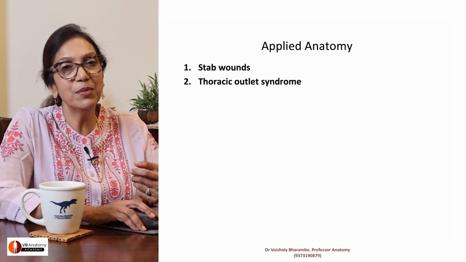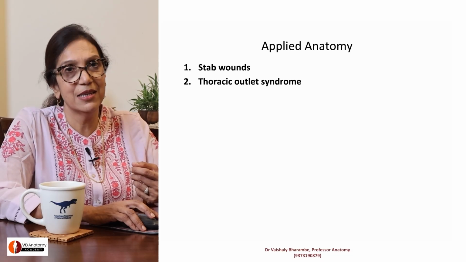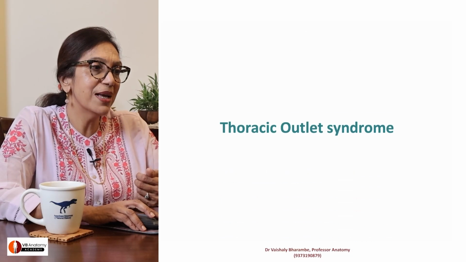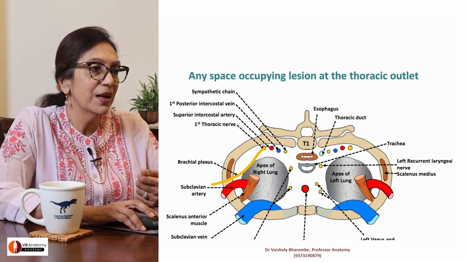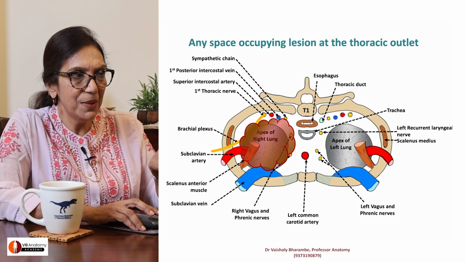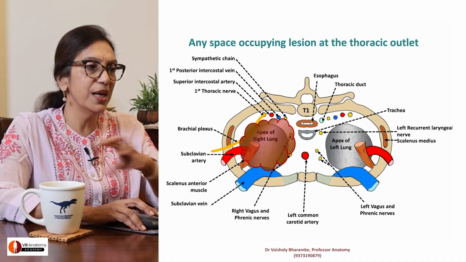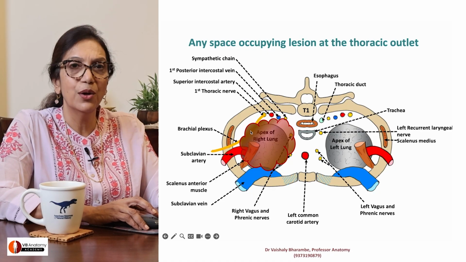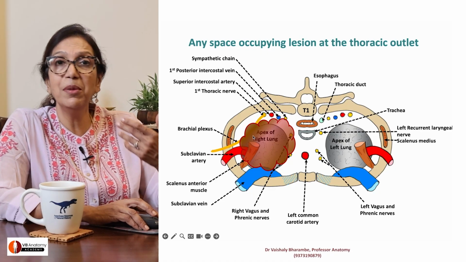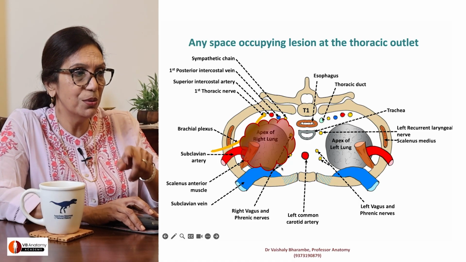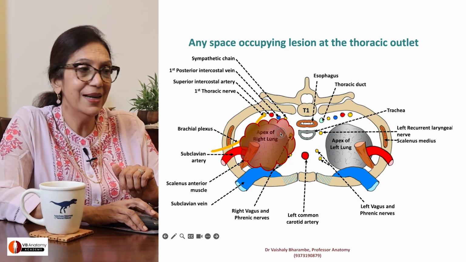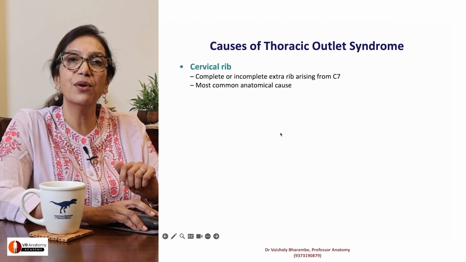Worse than that, you have something called thoracic outlet syndrome. So what is thoracic outlet syndrome? You should just imagine that there is some injury in this region. Okay, the cause of injury can be variable, but the structures which are going to be damaged are all of these, right? So imagine that you have an extra rib here.